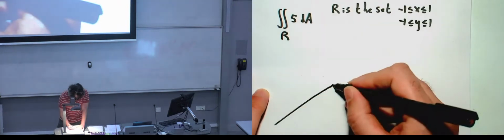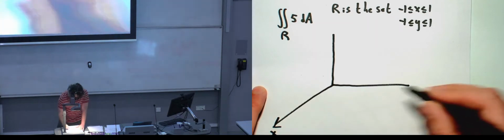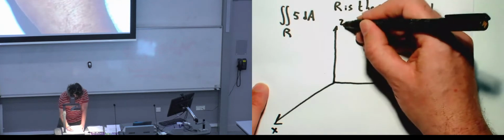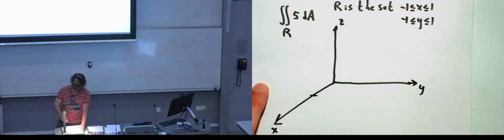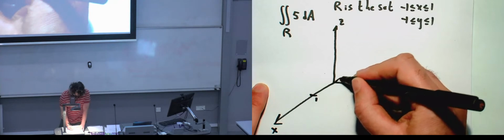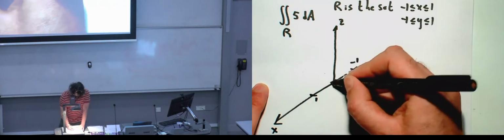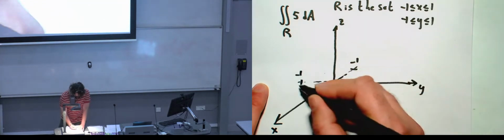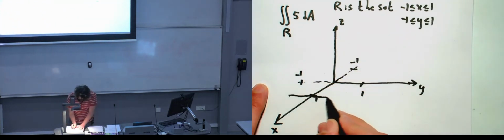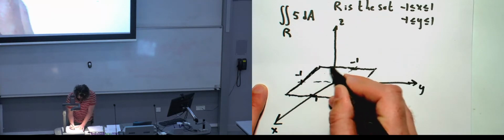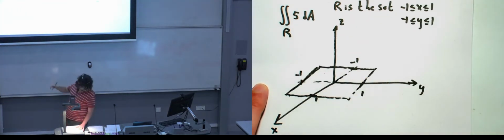So I'm going to draw these x, y, and z axes. So this is representing a three-dimensional space in 2 dimensions. So we have the x, y, and z axis. The region R is where x goes from 1 to -1, and y also goes from 1 to -1. And so the region R is this square. And so this is a square in the xy plane.